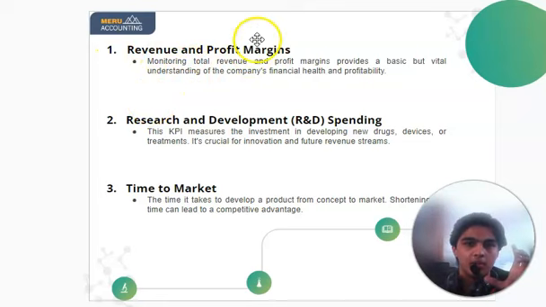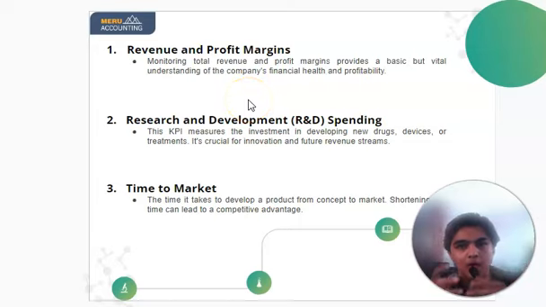The first indicator is revenue and profit margin. This indicator will monitor the revenue and profit margins, so it can provide a basic understanding of your company's financial health and profitability. Research and development spending. This indicator will measure the investment in developing your new drugs or new medicines, or if you are developing some new therapies or devices for treatments, then this indicator will measure all these things.